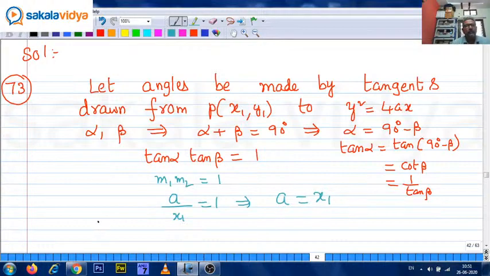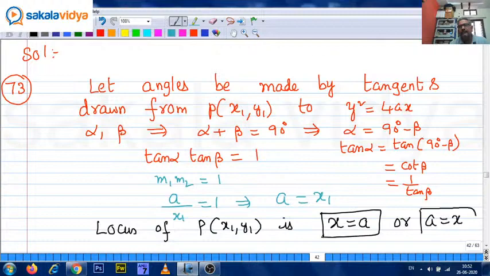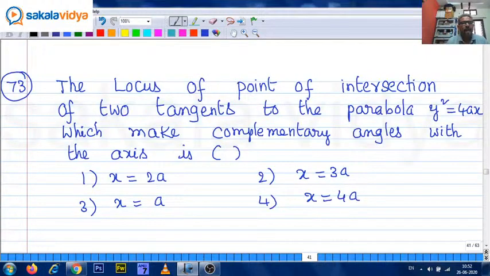Therefore, locus of P(x1, y1) is x is equal to a, or a is equal to x. Third option is the right option.